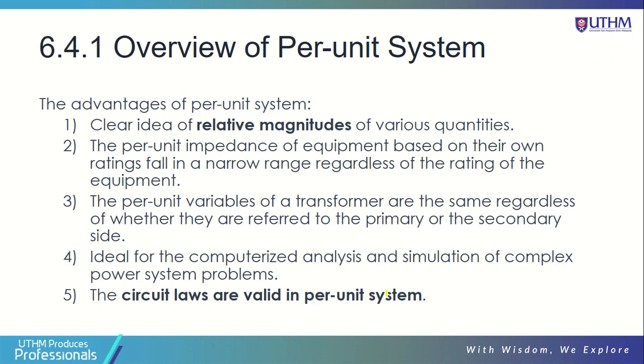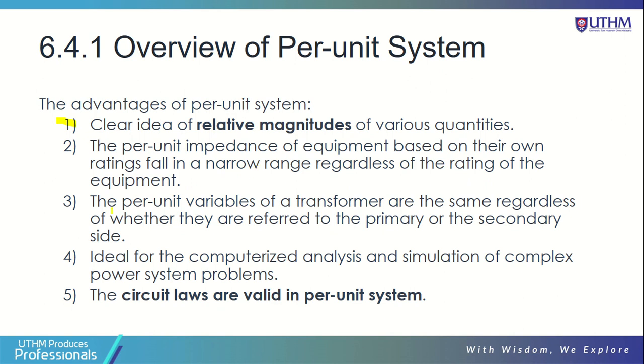So what is the advantage of the per unit system? These are the advantages of a per unit system. Number one, a clear idea of the relative magnitude of various quantities, because we consider the same base. Number two, the per unit impedance of equipment based on their own ratings falls in a narrow range regardless of the rating of the equipment. So all the ratings of the equipment we convert to the standard base.